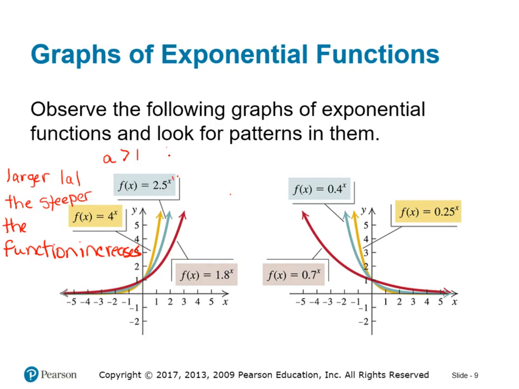Okay? And we have to be very specific that the A is greater than 1. When A is less than 1, it's almost the opposite, okay? When we have the larger the absolute value, so the larger the absolute value of A, the slower it decreases. Slower it decreases.